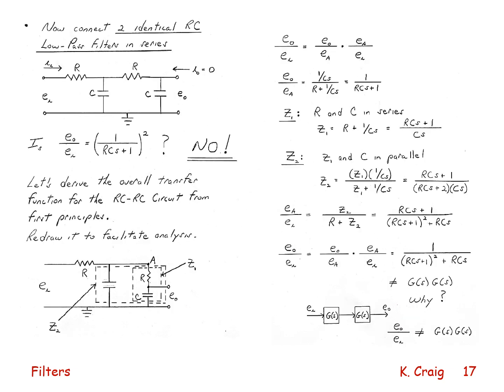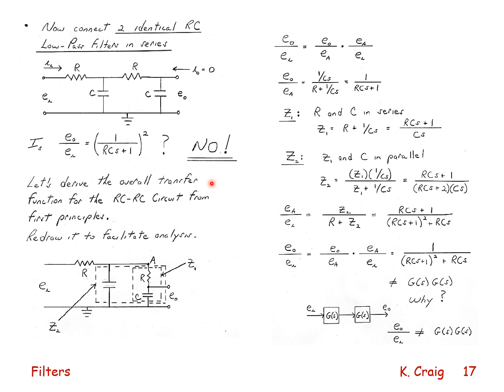Well, if I now connect an RC low-pass filter to an identical RC low-pass filter, and even though the output of the second RC low-pass filter I assume to be 0, meaning there's nothing connected to it, it's unloaded, is the transfer function between the output and the input simply 1 over RCS plus 1 squared? The answer is absolutely not, because right here, there is current flowing from the upstream RC circuit to the downstream RC circuit.